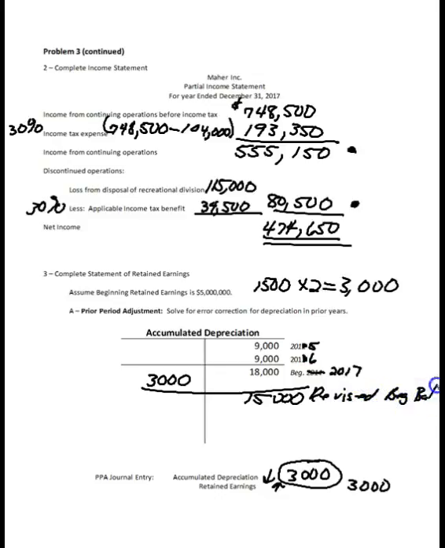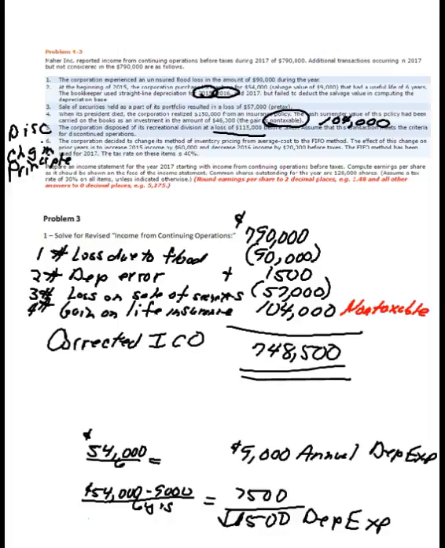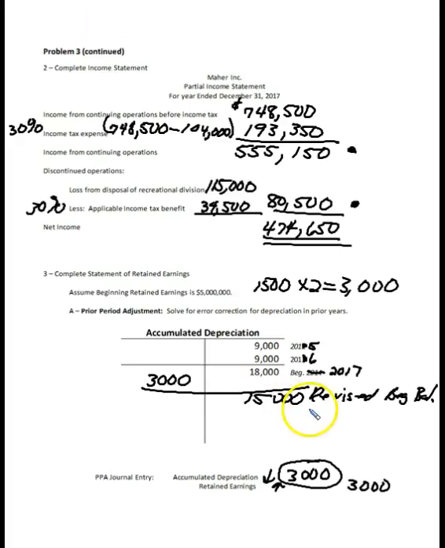So our beginning balance would be revised to $15,000. And think about it, that makes sense. It should be, right, $7,500 for 2 years is $15,000. So the beginning balance, we've now corrected that. Okay, so that's one thing.